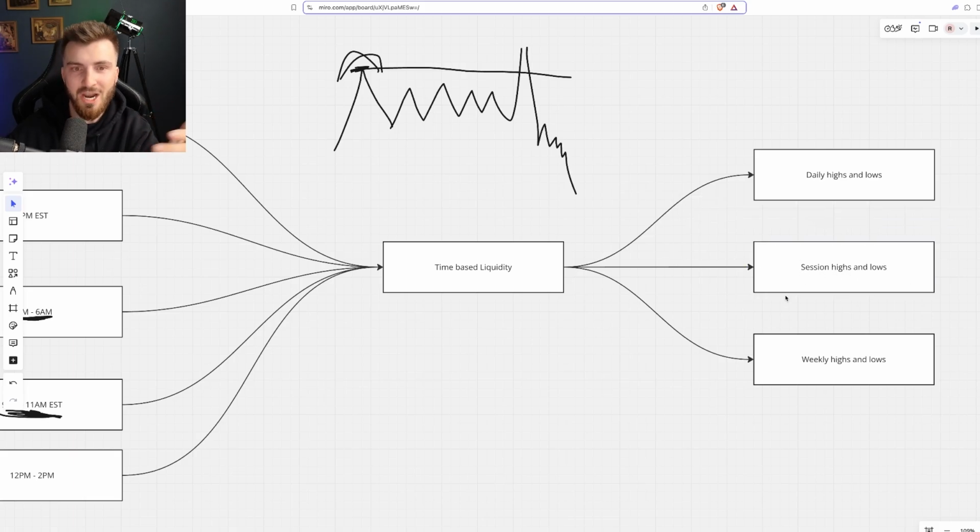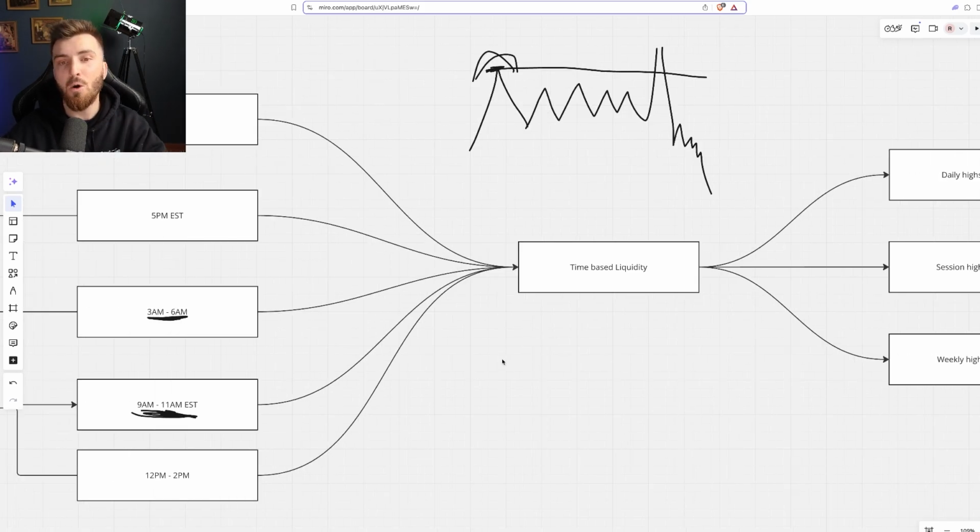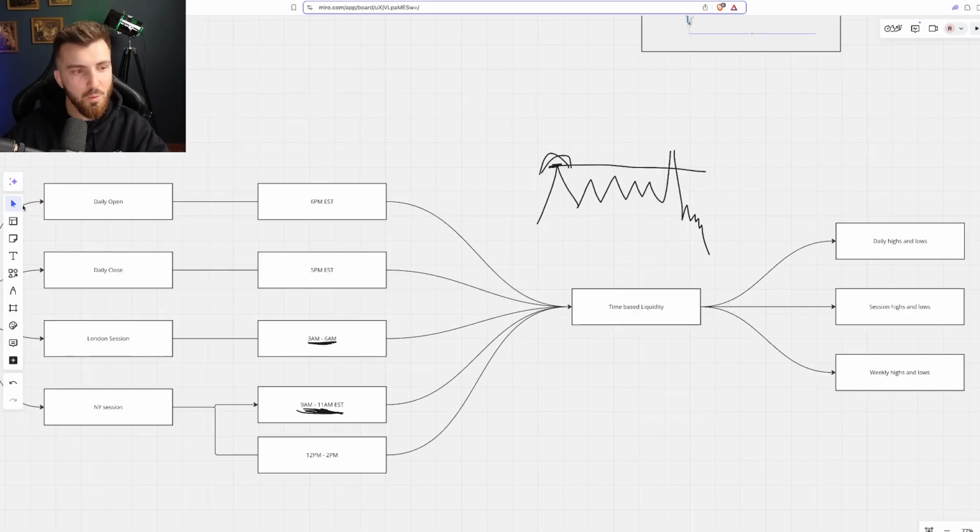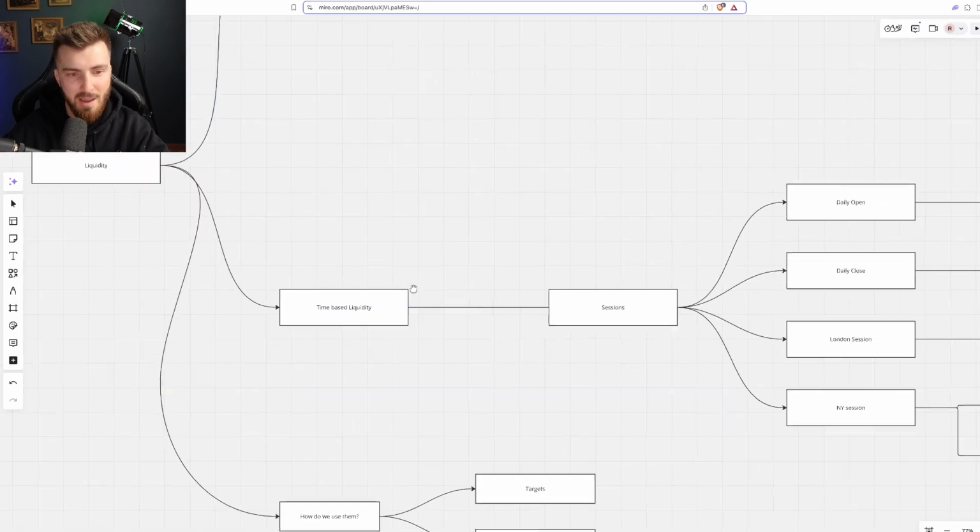So then we have session highs and session lows. Why? Because the traders from that specific session are losing money, and we have weekly highs and weekly lows because swing traders now are losing money too. So that is what we mean with time-based liquidity.